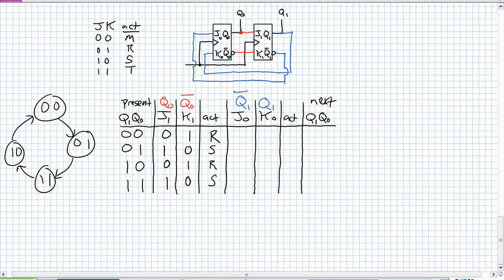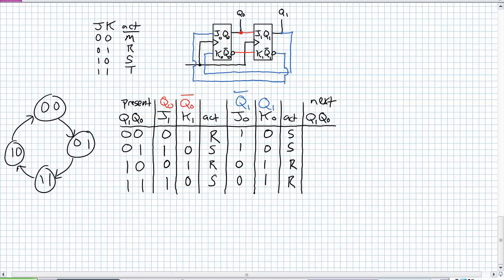Go ahead and look at the expressions for J0 and K0. J0 is not Q1, so I can just say 1, 1, 0, 0. K0 is Q1, so it's going to say 0, 0, 1, 1. What is the action based off those inputs? That is a set, a set, a reset, a reset.